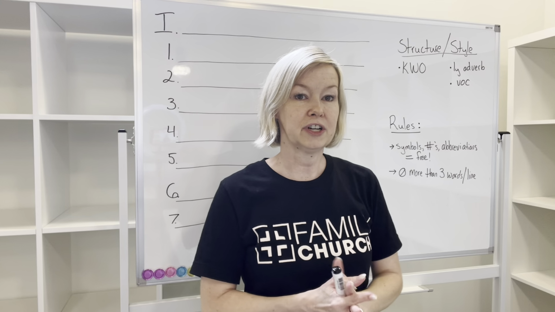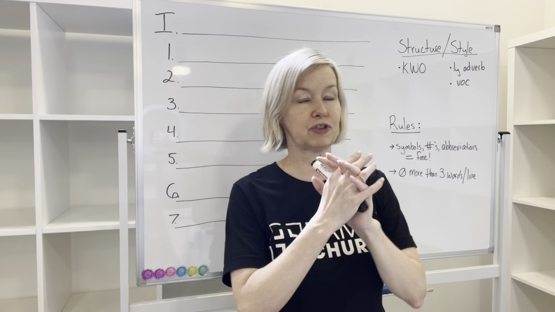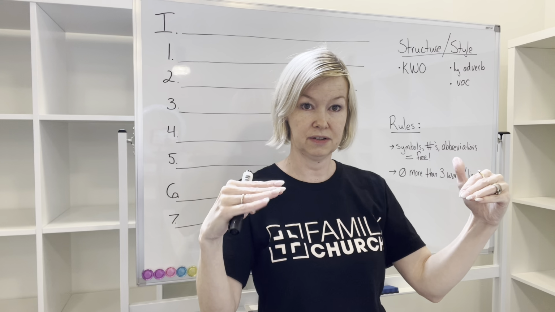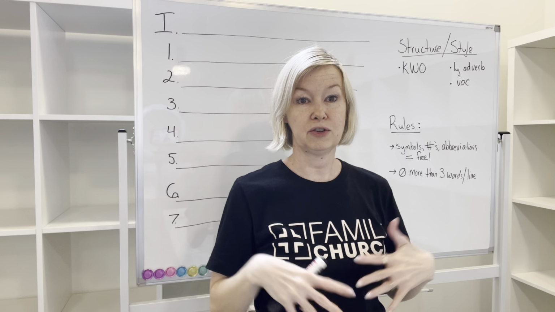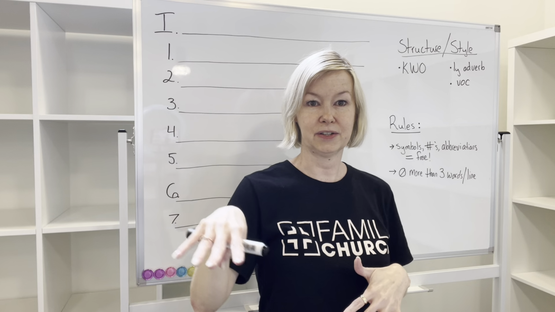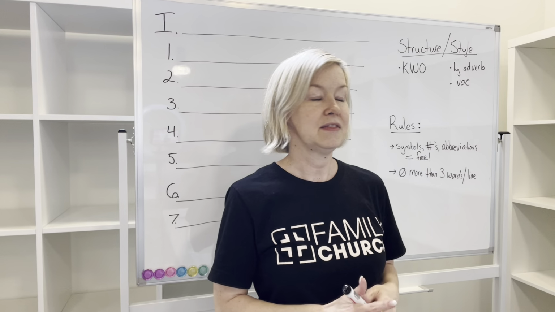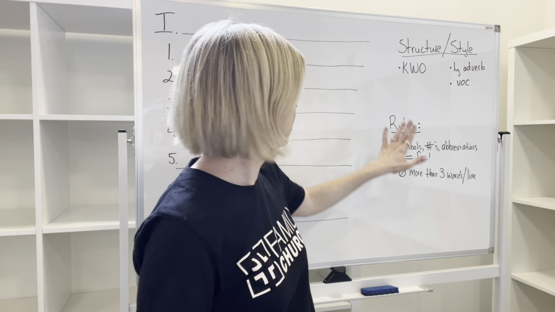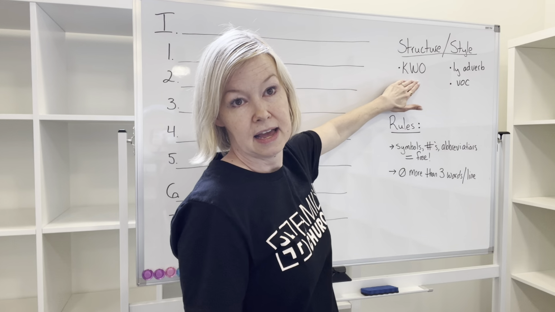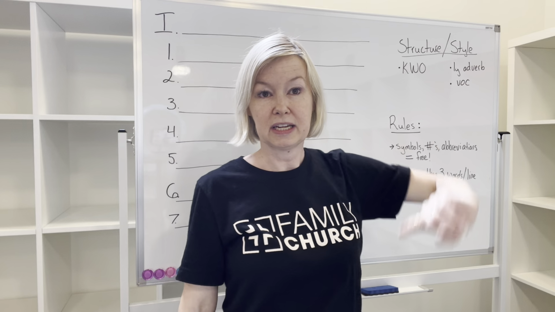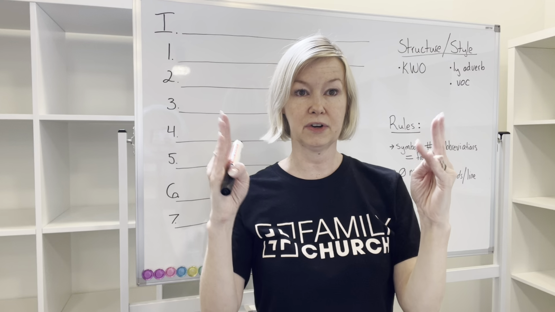So structure is like the structure of a house. You have a foundation, walls, and a roof. And the style is how you dress it up with the paint colors and your pillows and those things. So with our writing, our structure, the main tool we're using is a keyword outline. So KWO is our keyword outline. This is the structure for our writing.